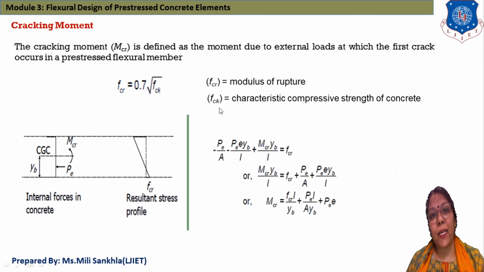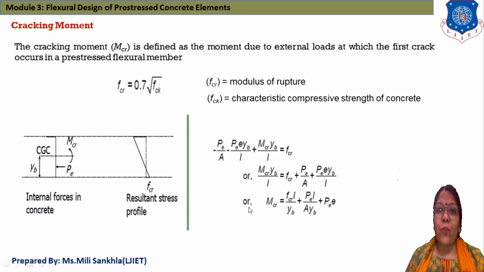Now what is FCK? FCK is nothing but the characteristic strength of our cube of concrete, and that is measured at 28 days. Strength of cube is measured at 28 days, and this is our characteristic strength of cube of concrete. Now we derive the equation of cracking moment one by one.